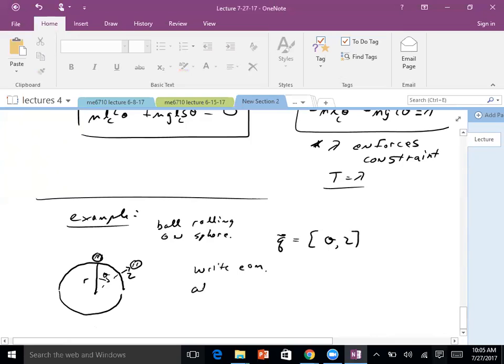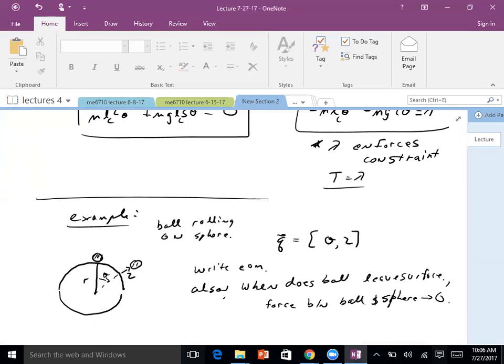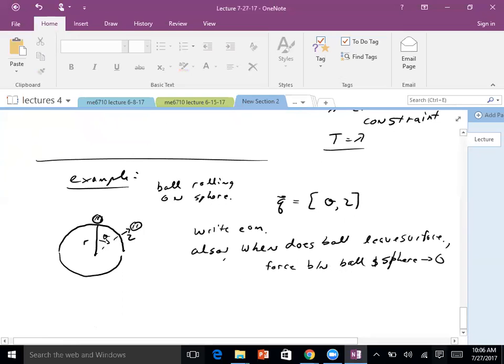And then if I also wanted to say, when does the ball just leave the surface, that would be as if saying, when the force between ball and sphere goes to zero. That would be like saying that just the point at which that Z starts to come off. Does that make sense? But at the moment, let's just look at it as this. And I'm solving the equations of motion with Q equal theta and Z.